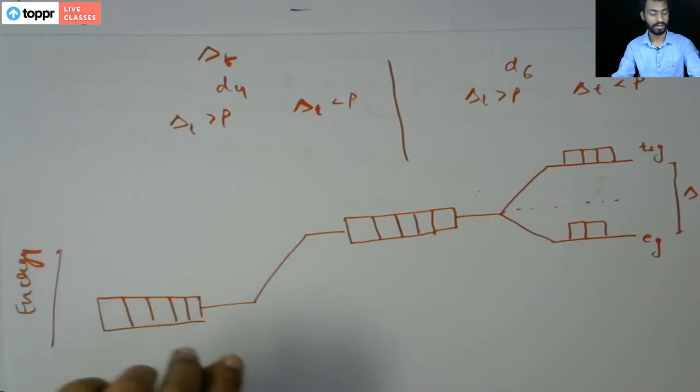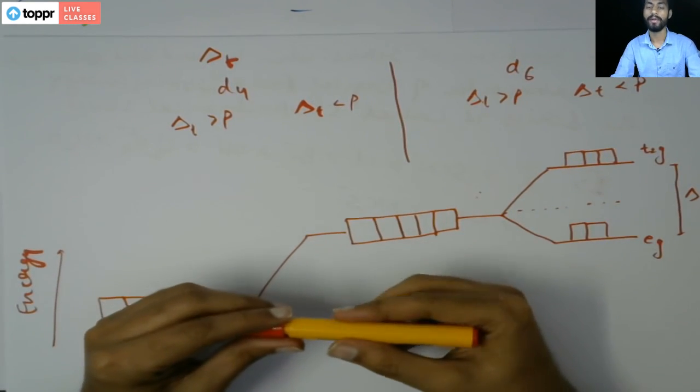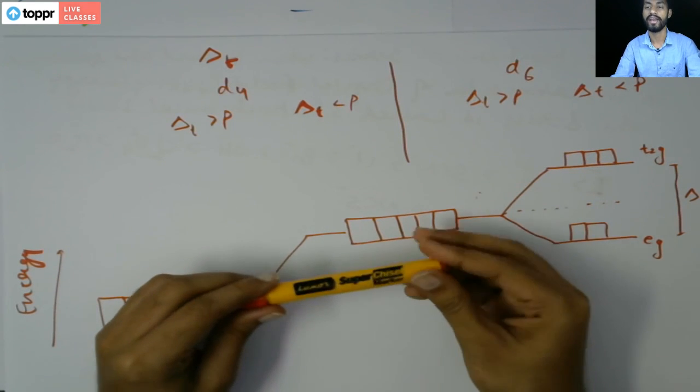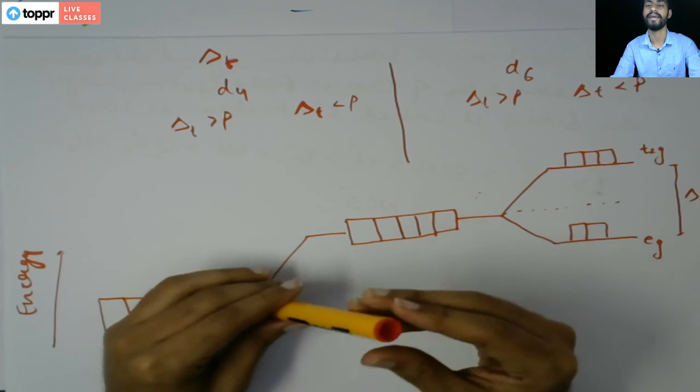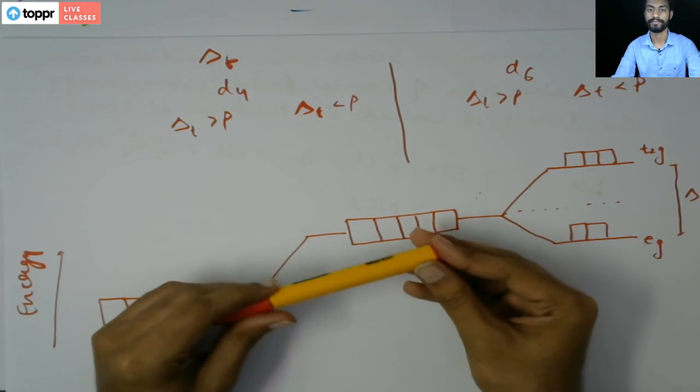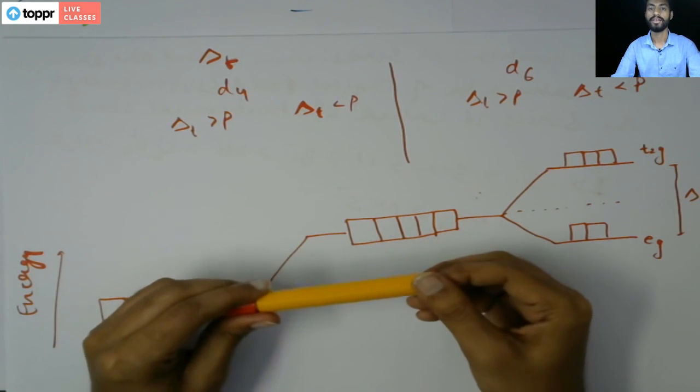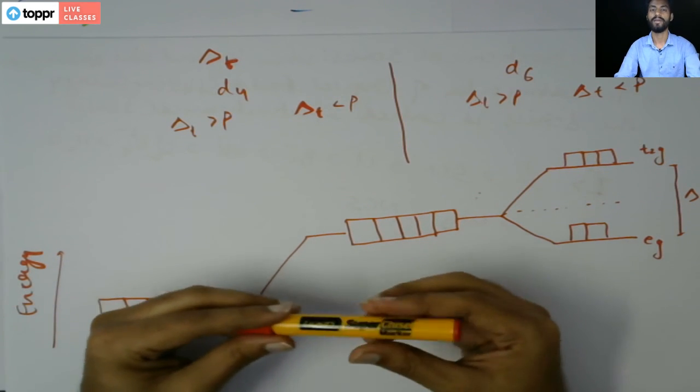Hope the concept is clear to you and you'll be able to draw any crystal field diagram for any of the coordination complexes, if you are provided the orientation and the number of valence electrons. Thank you. Do reply in the comment section.